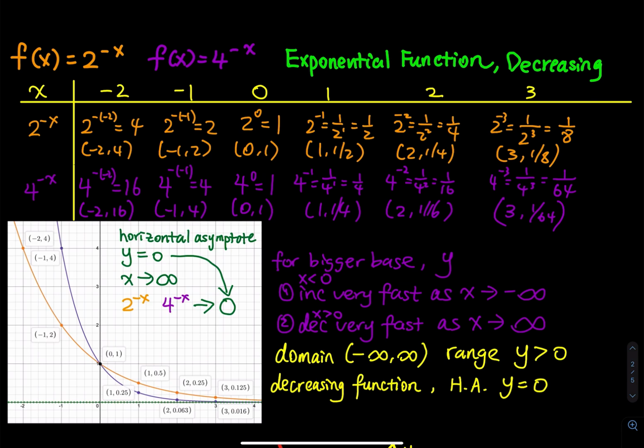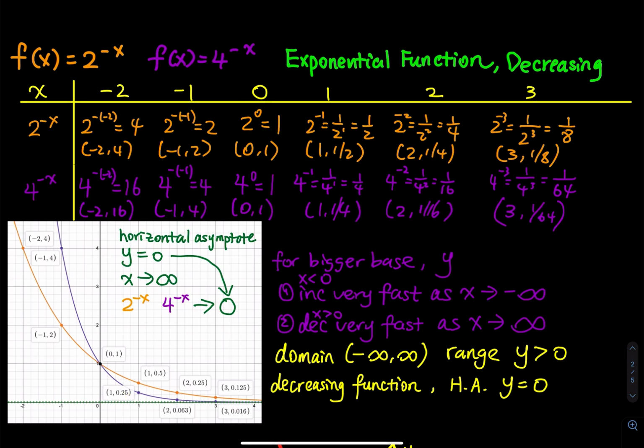When x is greater than 0, which is on the right-hand side of the y-axis, you can see that the purple function goes down much faster compared to the orange function. When x is equal to 1, the orange function is 0.5, the purple function is 0.25.